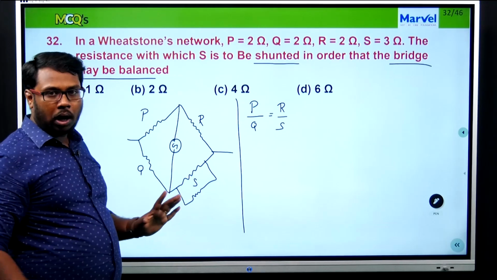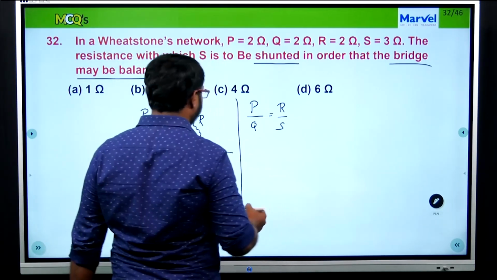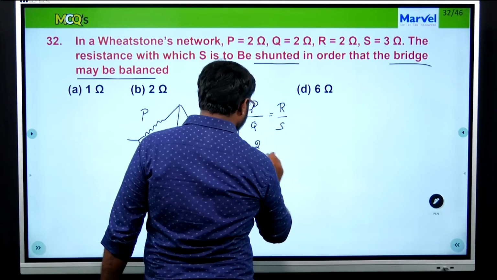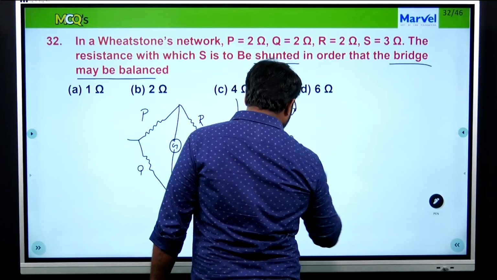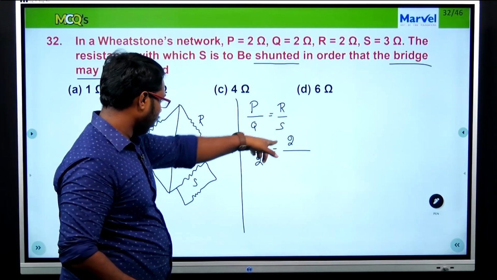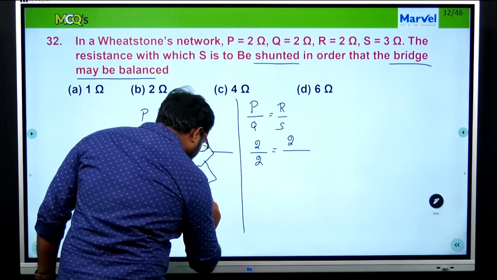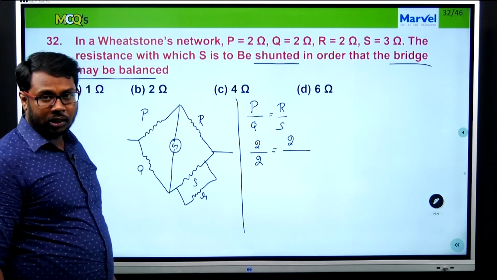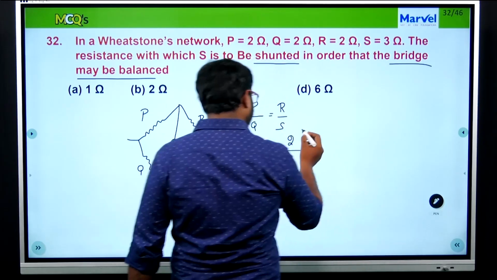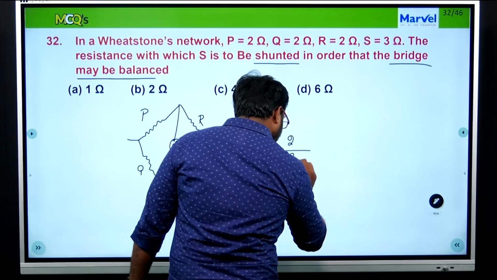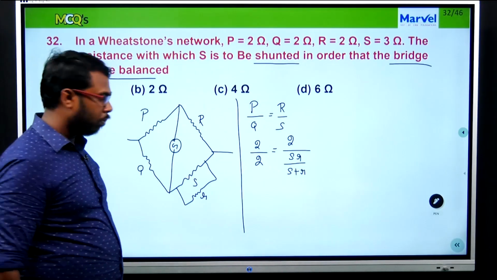Okay, so now I am not going to do much. I am just going to go inside and do the problem. What is P? P is 2 ohms. And what is Q? It is 2 again. What is R? R is 2 again. And here is the S. So S is shunted with another resistance. I will just call it small r. Since these two resistors are connected in parallel, the whole resistance in this place is written as S into r by S plus r.